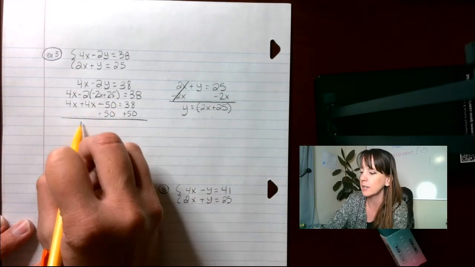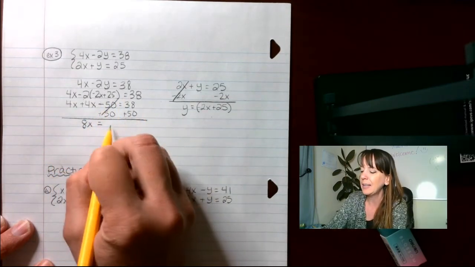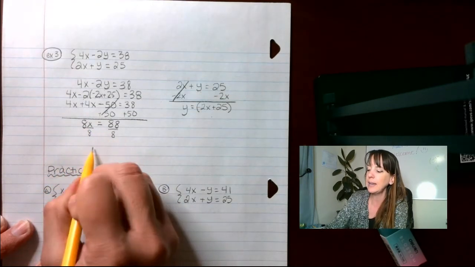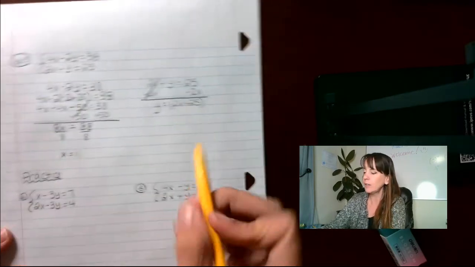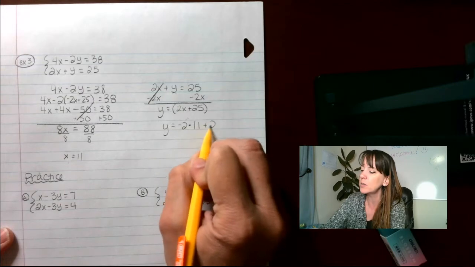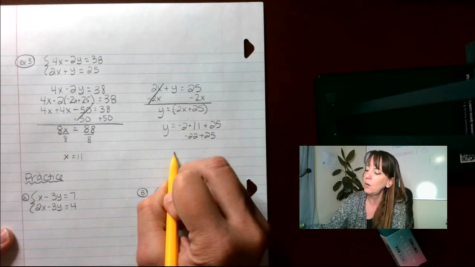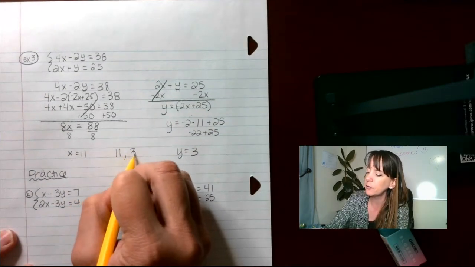I'm going to add those 4x and 4x, and I get 8x. This cancels out, equals 88, it looks like. Divide both sides by 8, and I get x equals 11. Take that, plug it back in over here. So now I get y equals negative 2 times 11 plus 25. Negative 22 plus 25 gives me y equals 3. So my solution is 11 comma 3.